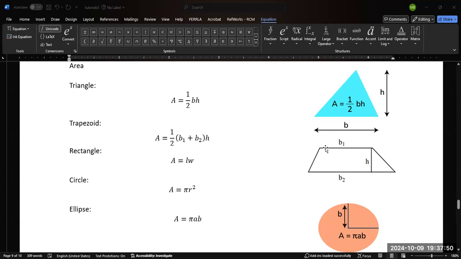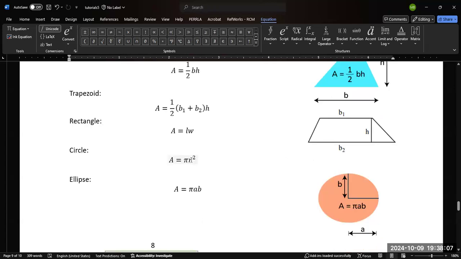The trapezoid, you have a height specified somewhere, and then you also have two sides. The two parallel sides are your two bases. Your rectangle, you've probably encountered this before. It's just length times width. The circle, we saw a picture of the circle in the perimeter video. The radius is the distance from the center to one edge.